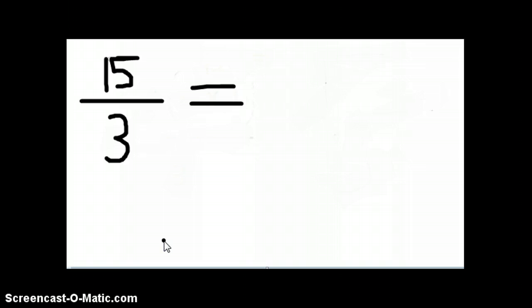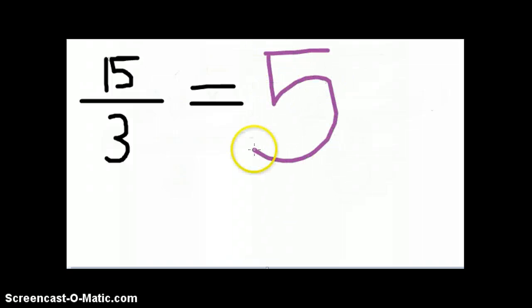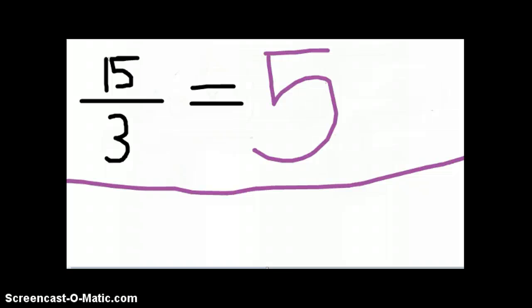Alright, giving you a couple seconds. I had to make it look prettier. 15 divided by 3 is... let me get a pretty color here. Purple. 15 divided by 3 is 5. Yes, it's 5. Oh my goodness, yay, 5! 15 divided by 3 is 5.